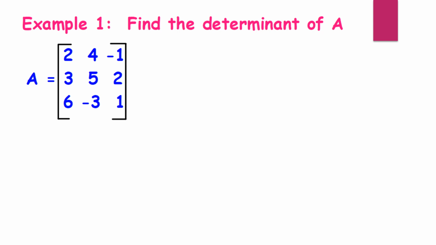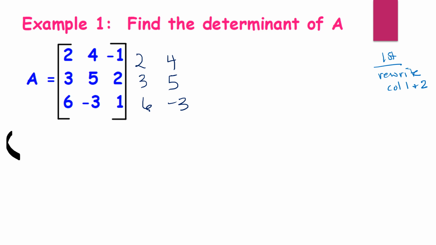Find the determinant of matrix A. So our first step is to rewrite column 1 and 2 on the outside. Okay, so column 1 is 2, 3, 6, and column 2 is 4, 5, -3. We are now going to multiply the down diagonals, each of them individually. We're going to put them in parentheses, minus, and then our upper diagonals.